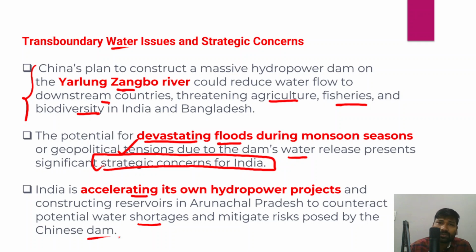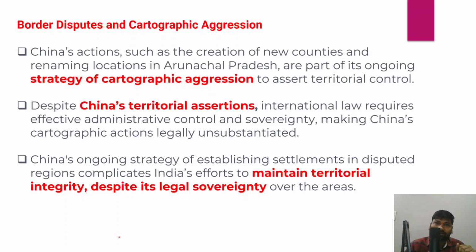However, according to experts, it is believed that most of the water in the Brahmaputra river comes from the catchment area of the Brahmaputra, which is located in the northeastern part of India. So even if China builds a dam on the Yarlung in the Tibet region, it would not potentially impact India's water availability. But one concern is about floods.